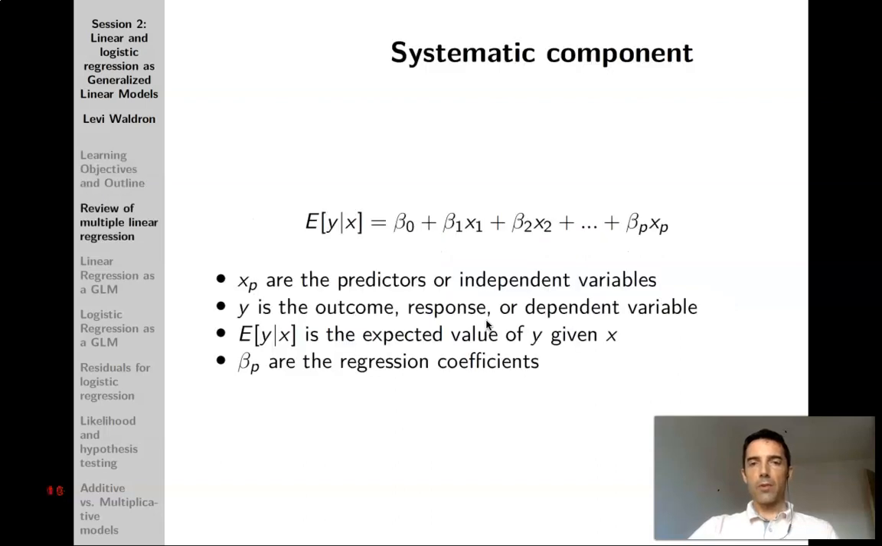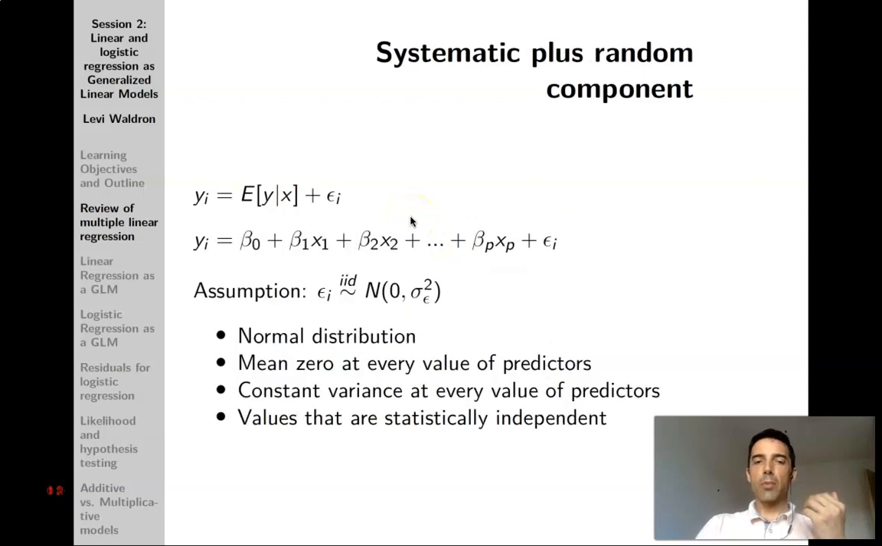Starting with our brief review, you'll recall that we described multiple linear regression as having these two components: the systematic component, where we model the expected value of the outcome variable y given any particular values of the predictor variables x. And it looked like this, with this linear predictor with an intercept and then each of the variables multiplied by a coefficient. And that gives us something that is predicted. So there's no random component here.